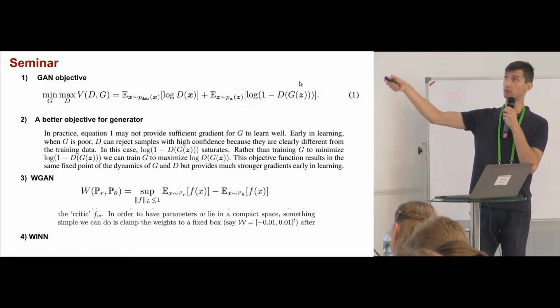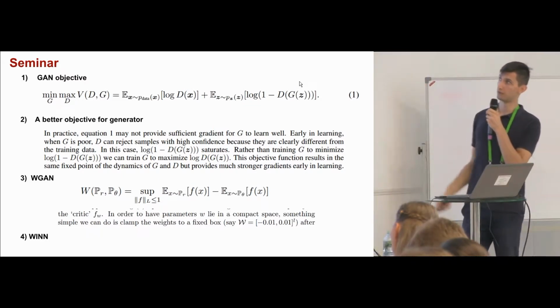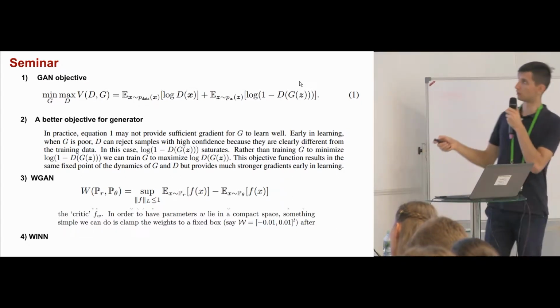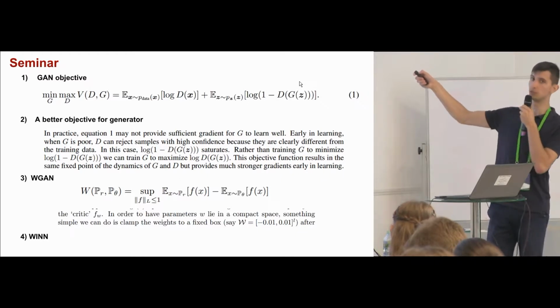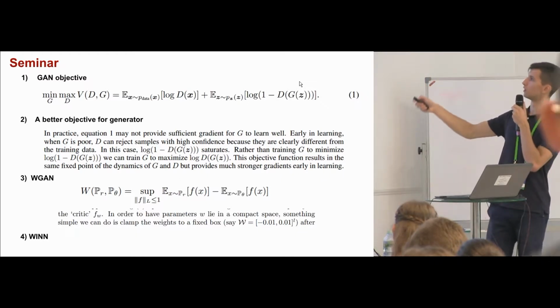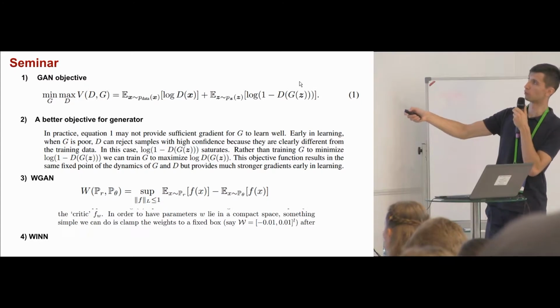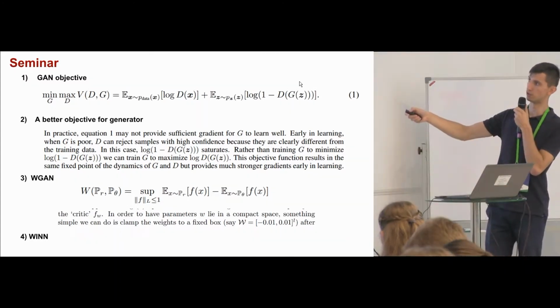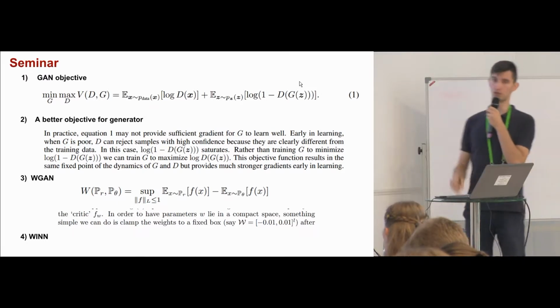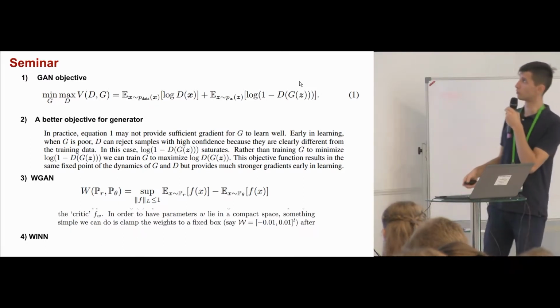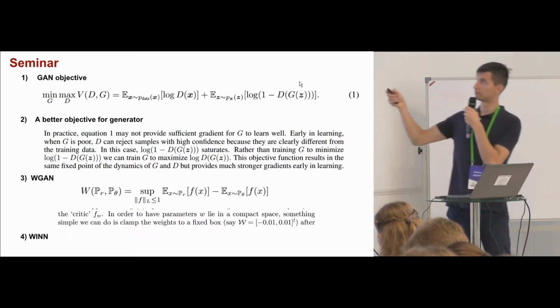This is the first objective that you need to implement. And for the second objective, you need to change the logarithm of 1 minus D in here to the logarithm of D of G. It will change with a minus, yes, actually, with a minus.